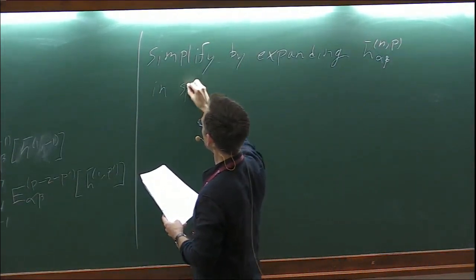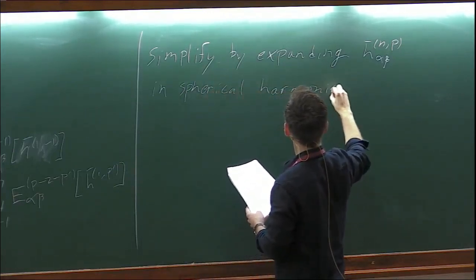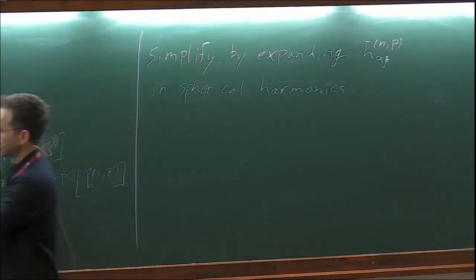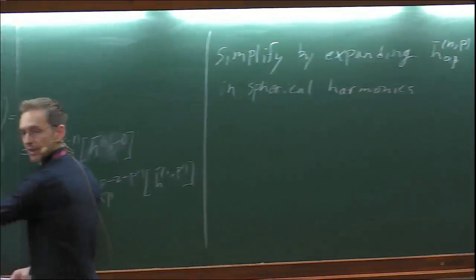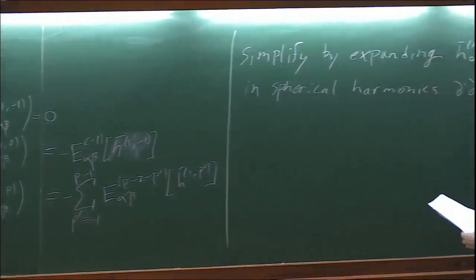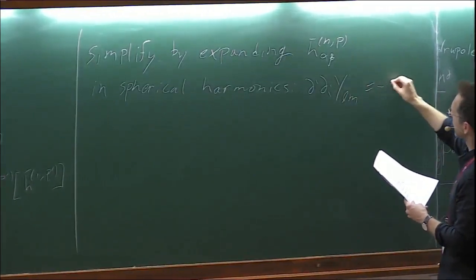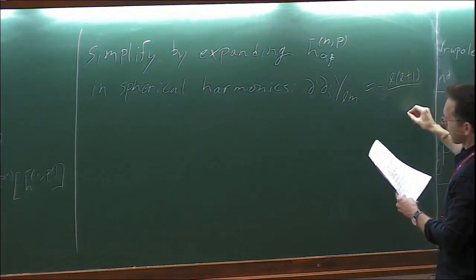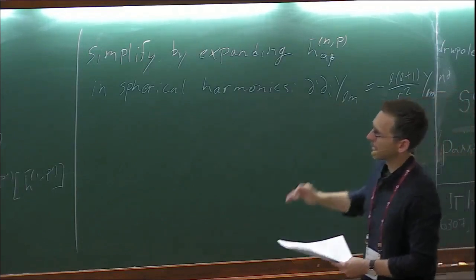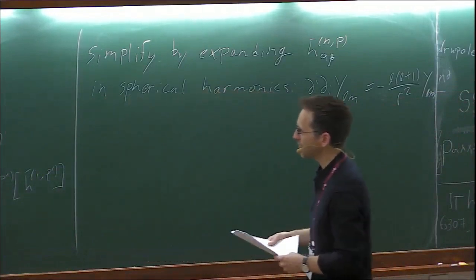So we could use ordinary spherical harmonics. And this simplifies our life because the spherical harmonics are eigenfunctions of the flat space Laplacian. So we have the flat space Laplacian acting on a spherical harmonic is minus l(l+1) over r squared Y_lm. So this takes differential equations and makes them into algebraic equations.